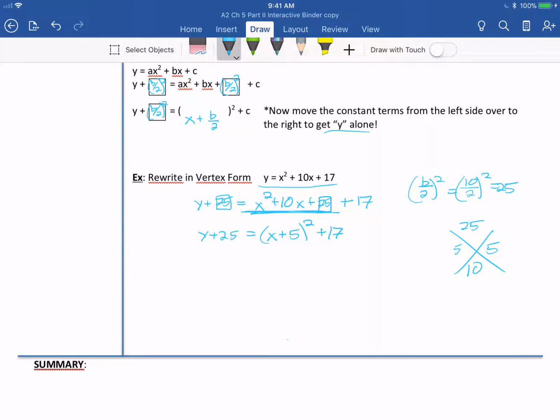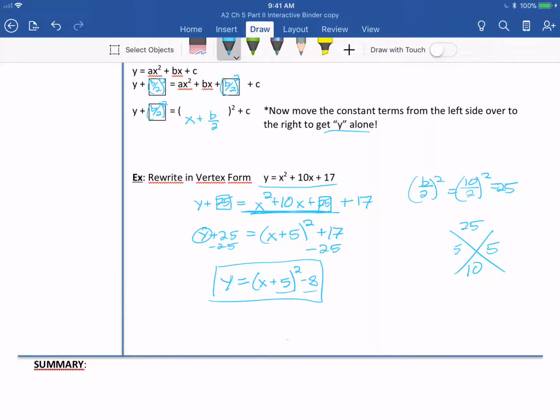And my last little step, I just got to get y all by itself. So I subtract 25, subtract 25. Now I get y is equal to x plus 5 squared, and then 17 minus 25 is negative 8. So notice here, this is in vertex form. My h is negative 5 because it switches, and my k is negative 8. All right, so that's just a real example of why you would want to complete the square: you want to get it into vertex form so you can graph these things.